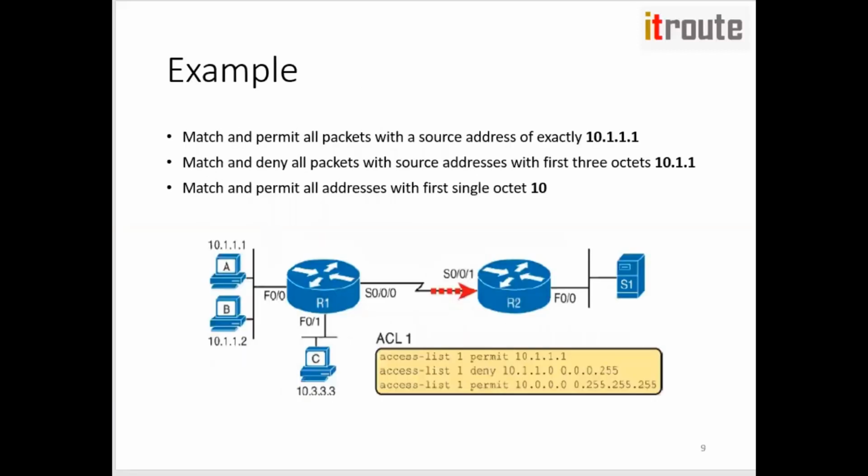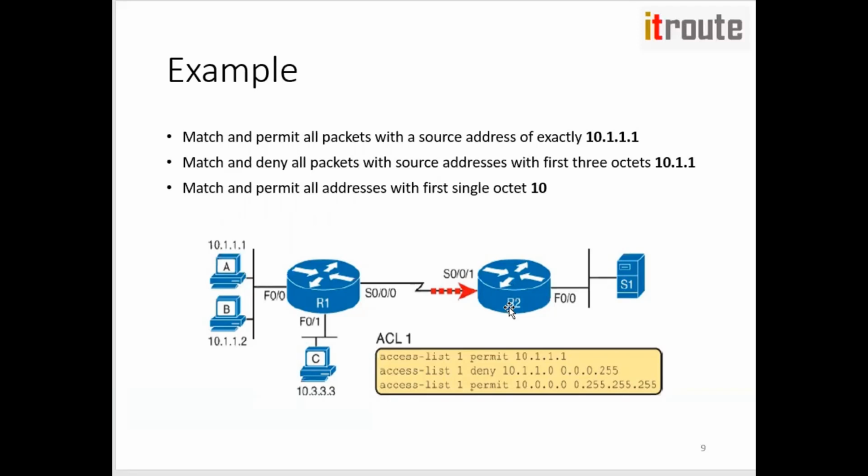Now some examples. We have router 2 here and some statements. Match and permit all packets with a source address of exactly 10.1.1.1. Match and deny all packets with a source address with first 3 octets 10.1.1. Match and permit all addresses with first single octet 10. These are statements you want to implement inside your router.